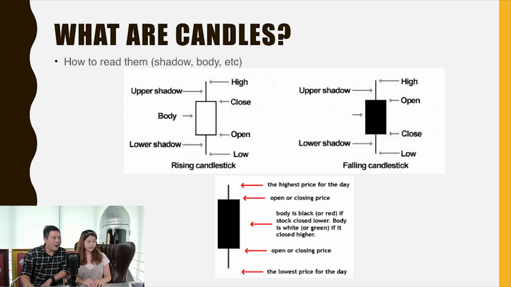I'm going to assume that white is open below, close on top, and black is open on top, close below. Upper shadow is the highest, lower shadow is the lowest price. Same for both. And there is a body for both, right? Yes. Body is black or red if we close lower. Body is white or green if we close higher.